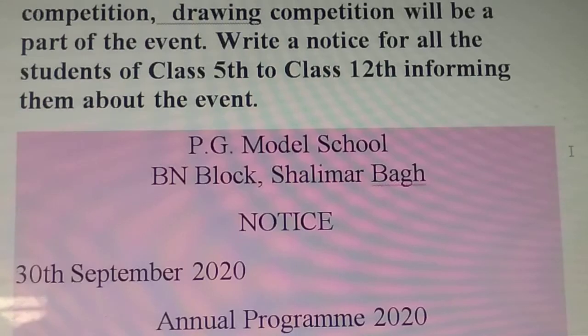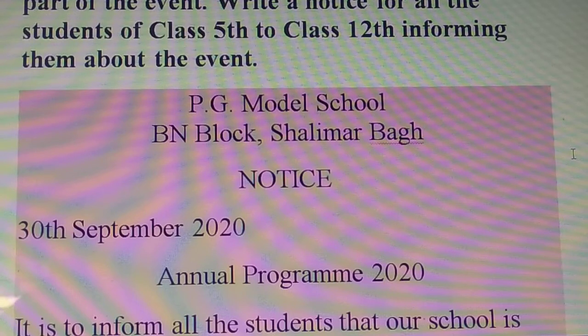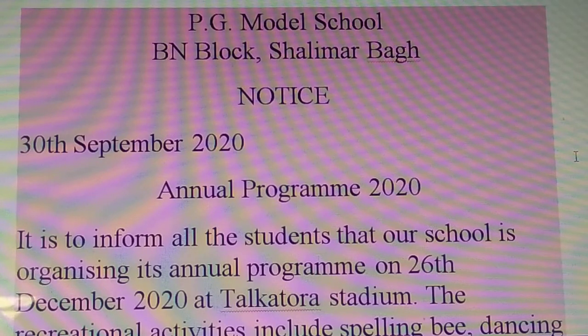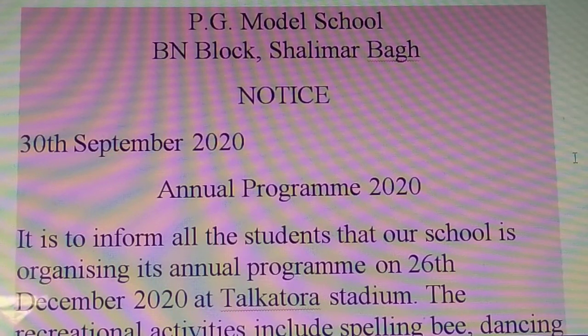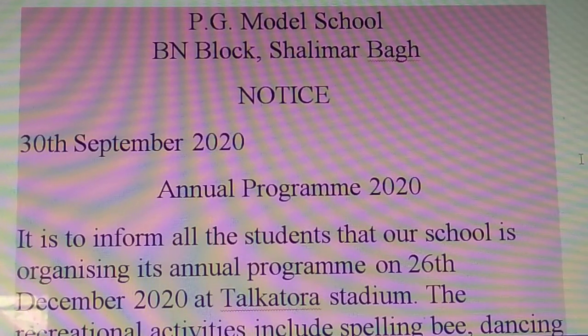Yeah, this is how you answer. See on top name of the school, below that BN block, Shalimar Bagh, the address, below that notice. Top left hand side, what is it? Date. Don't write 30.7.20. No, that's wrong. 30th September 2020. Below that, what is your notice about? So that should be the heading, Annual Program 2020.